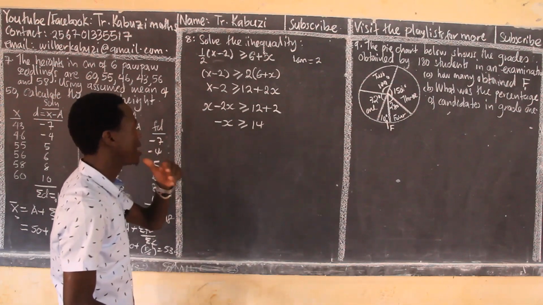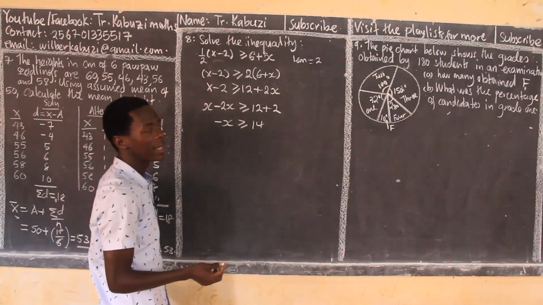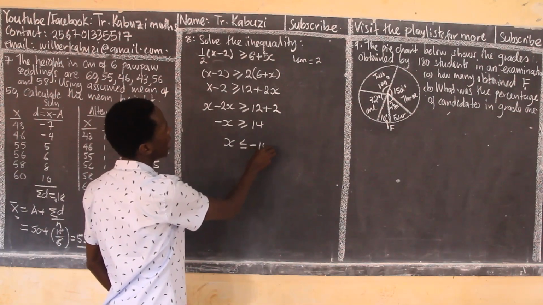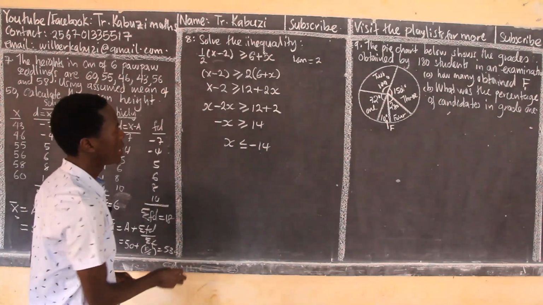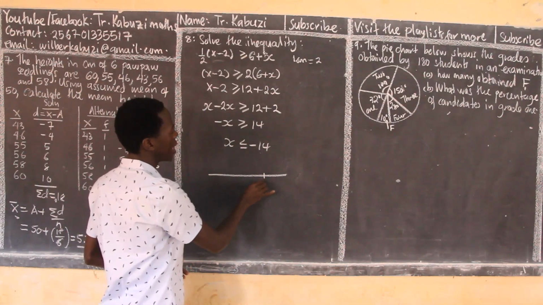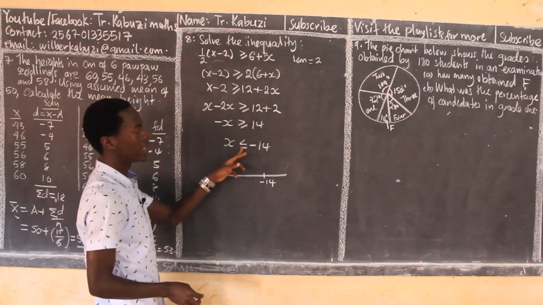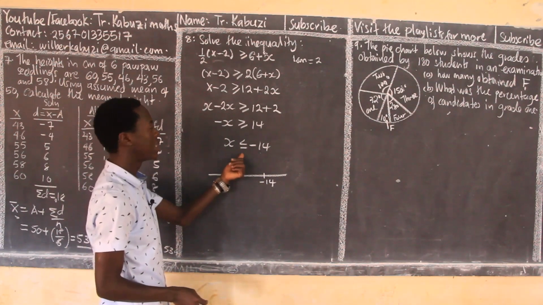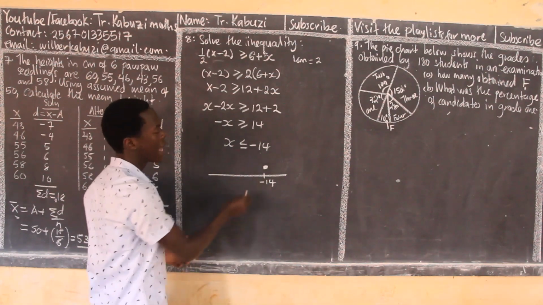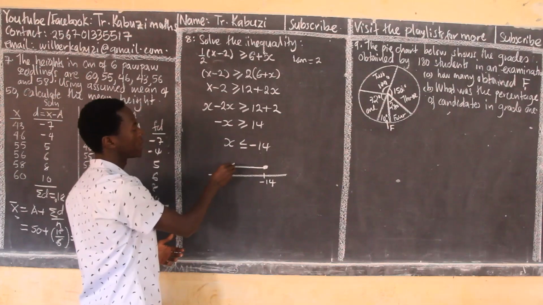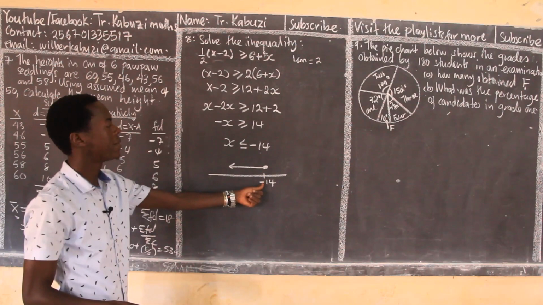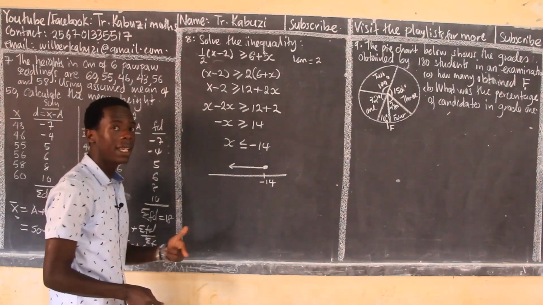And if I divide by a negative, you know that when you divide by a negative, our inequality sign changes. So this one becomes x less than or equal to negative 14. If I represent this on my number line, I'll come where there is negative 14. You see this one is less than or equal to, so I'm going to use a solid circle. Now we want all solutions of numbers below negative 14 inclusive.